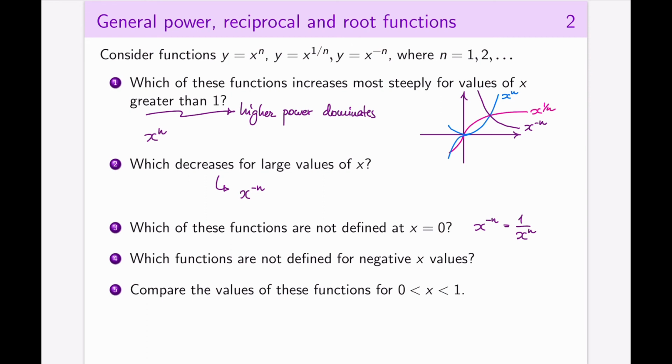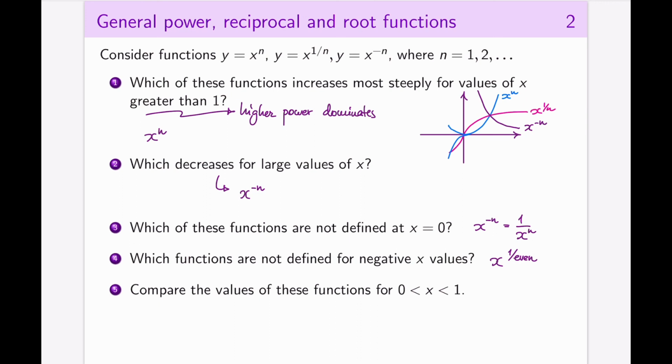So the only function not defined at x equals 0 out of these 3 is this reciprocal function. Which functions are not defined for negative x values? So here we remember that there was a question about roots being defined or not defined for negative values, but not all roots, only even roots. So the only things that are not defined for negative numbers is x to power 1 over the even number. Even roots are not defined for negative numbers, but the odd ones are.